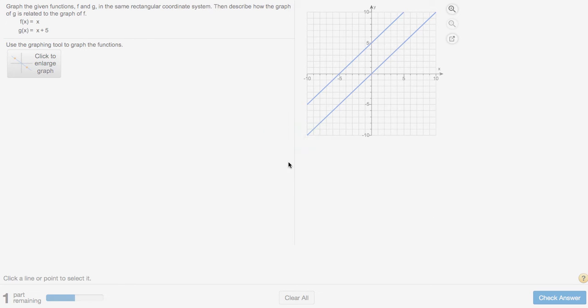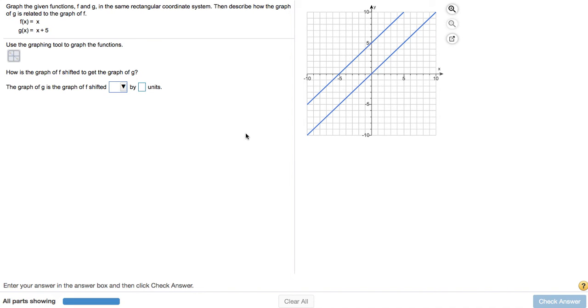Okay, and they are. And it goes on to ask me how the graphs are related to each other. So it says, how is the graph of f shifted to get the graph of g? So if I took this line and I moved it up 5 places, it would fall on the graph of g, and I think that's what it is asking.